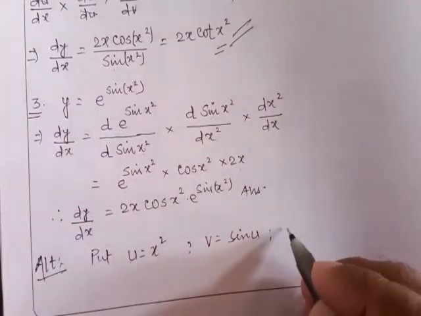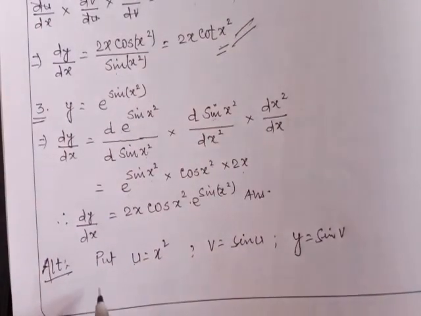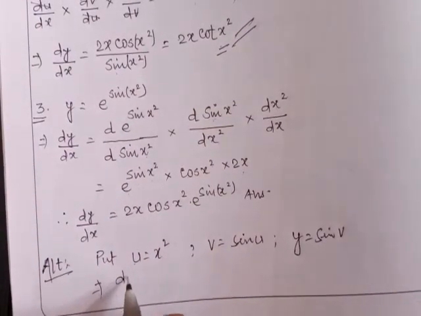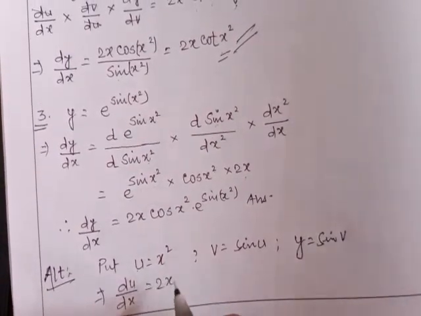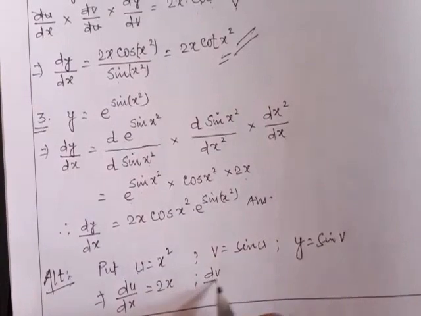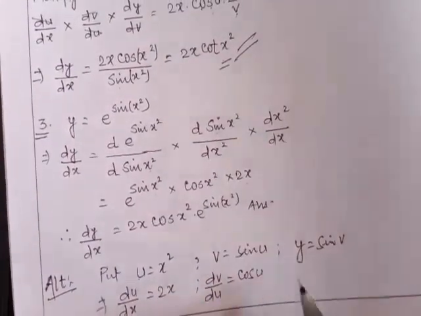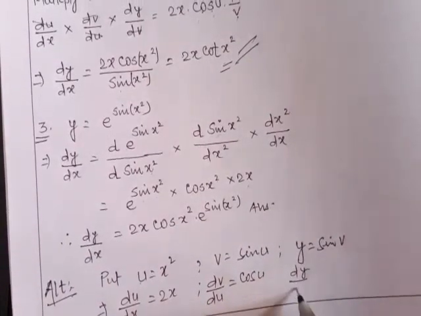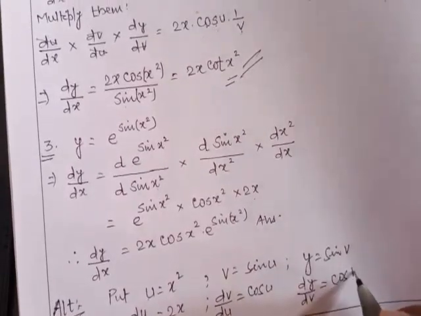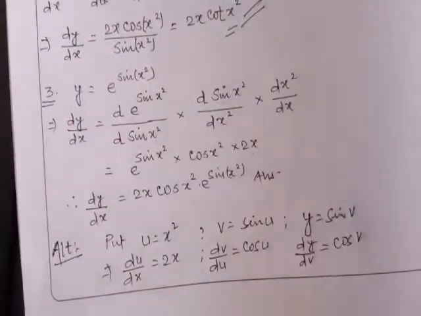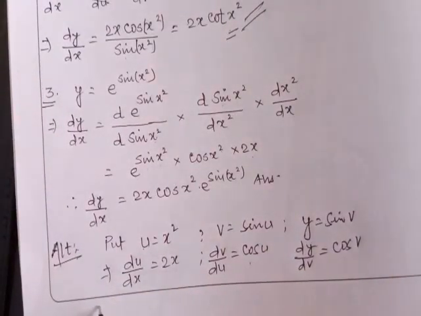Multiply them: du by dx is 2x, dv by du is cos u, and dy by dv is equal to e to the power v. So this same question can be solved in this way. Now multiply all of them, then after multiplication, see properly.